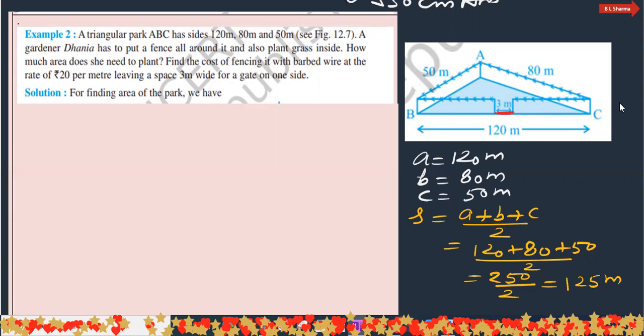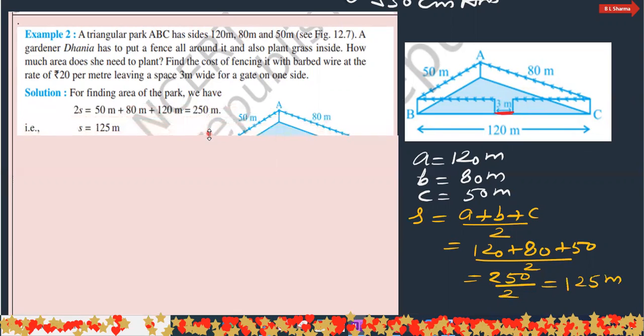So first of all, we find out the area of this triangular park. So what is s here? We already have calculated s here. Sum of all three sides divided by 2, so that is 125 meter. S is the small s, meaning semi perimeter, half of the perimeter. So semi perimeter s is 125 meters.